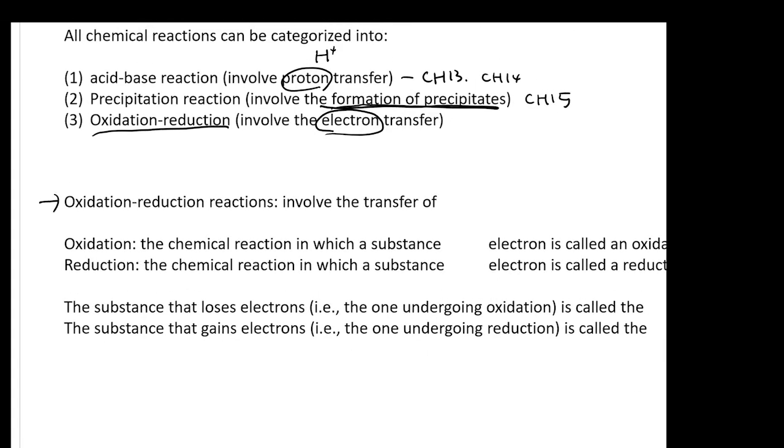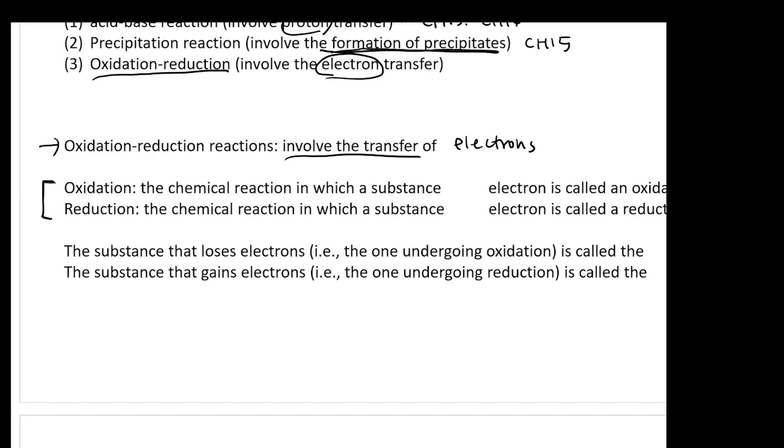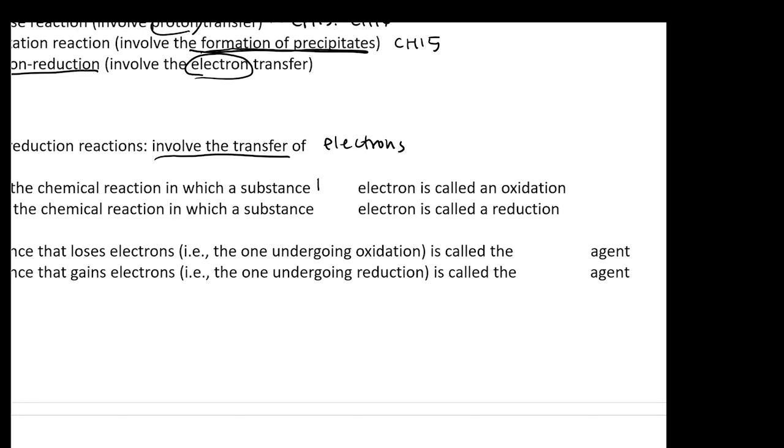So again, the redox reaction is the reaction that involves the transfer of electrons. In this chapter, every time we see equations, you will always need to see how the electrons flow from one species to another. We are going to get very familiar with the oxidation reaction. When you see the oxidation reaction, it means a chemical reaction in which a substance loses electrons. So if a species loses electrons, then that species undergoes an oxidation reaction.